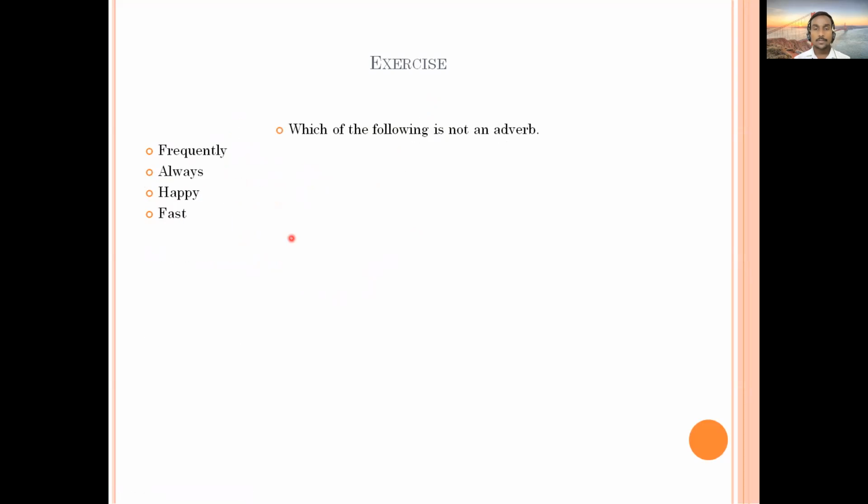Then let's go to the next question. Which of the following is not an adverb? Frequently, always, happy, fast. Which one? Happy. Are you sure? Yes, sir. So this time everyone is right. The word happy is not an adverb. What is happy? Adjective. So therefore it is not an adverb.